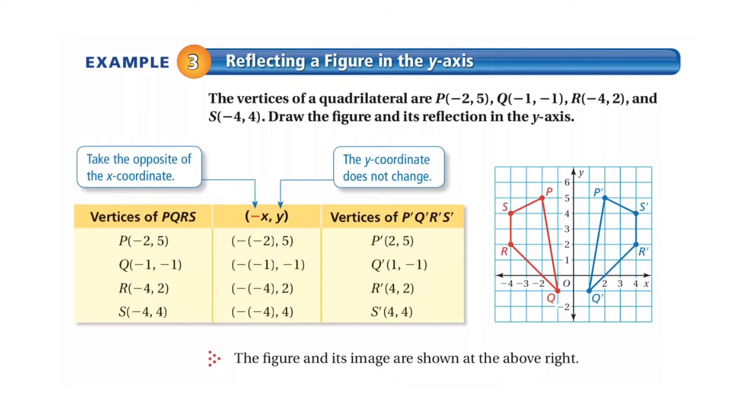For R, (-4, 2) became (4, 2) for R prime, and S went from (-4, 4) to S prime (4, 4). Now you plot all 4 of those points, you draw in your quadrilateral, and it should be a mirror image of the original, but it's reflected in the y-axis, so it's going off to the side.